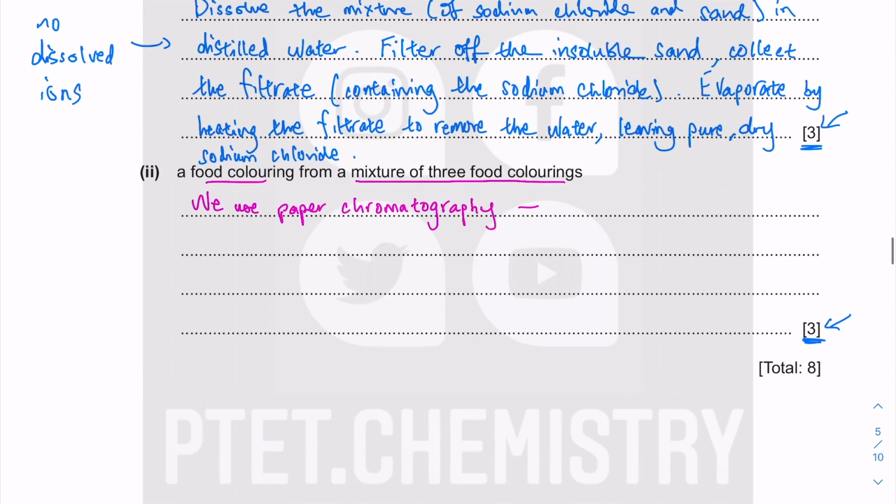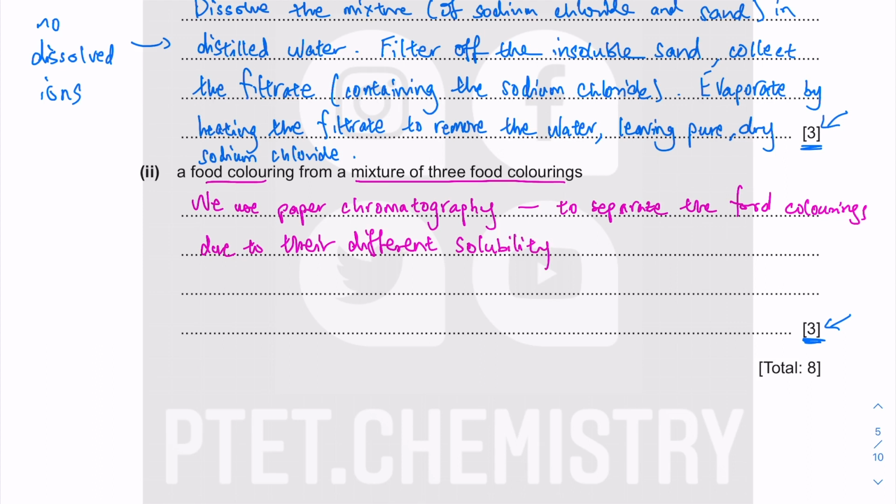All right, so we use paper chromatography to separate the different food colorings due to their different solubility. So they are all soluble in the solvent of choice. Here I am not sure if we use distilled water or not, because I really don't know what solvent they are soluble in. So that's why it says solvent of choice. They need to be soluble in it in order to move up the filter paper.